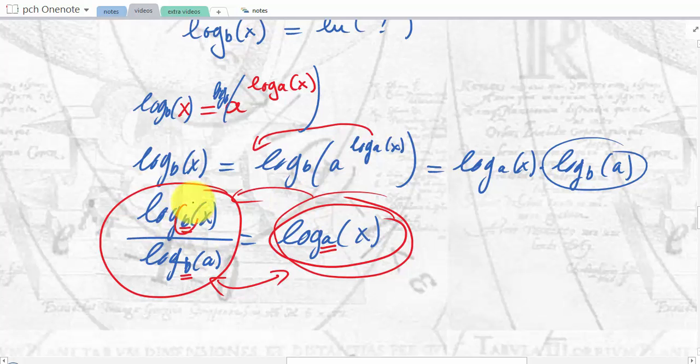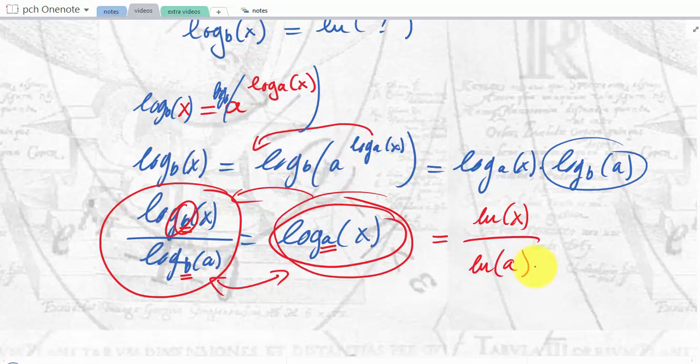Now, of course, the base we'll normally choose is e, and so we would have log base a of x equals ln x divided by ln a. Okay? This is how we would normally write it. Let's practice some examples now.